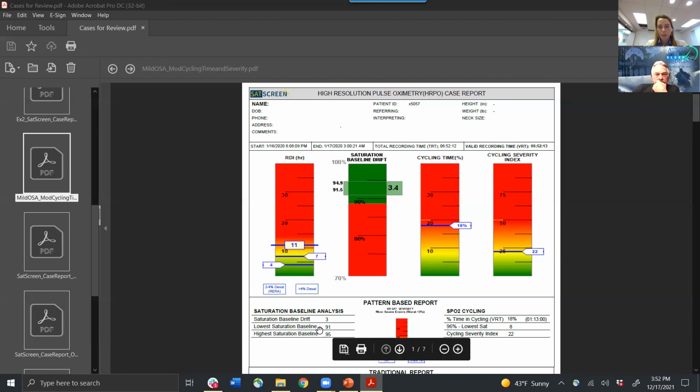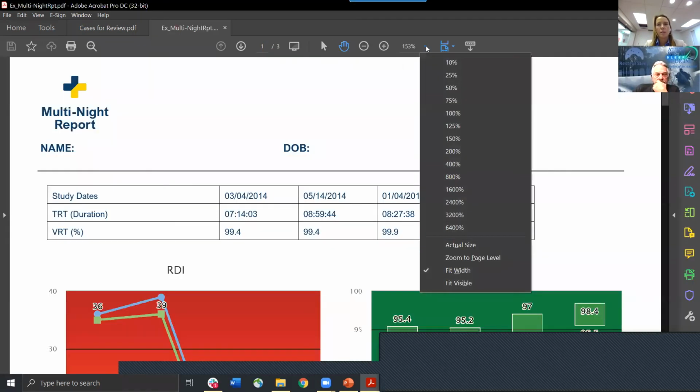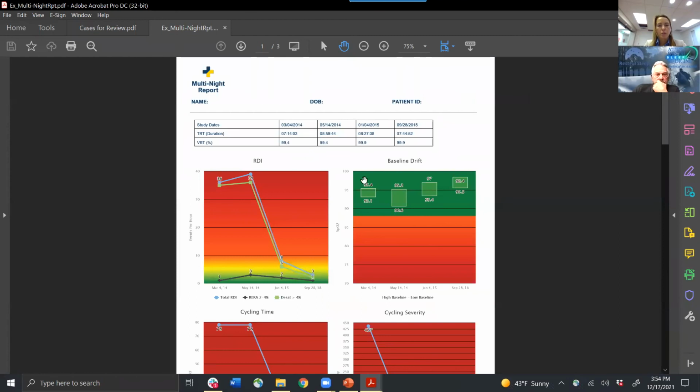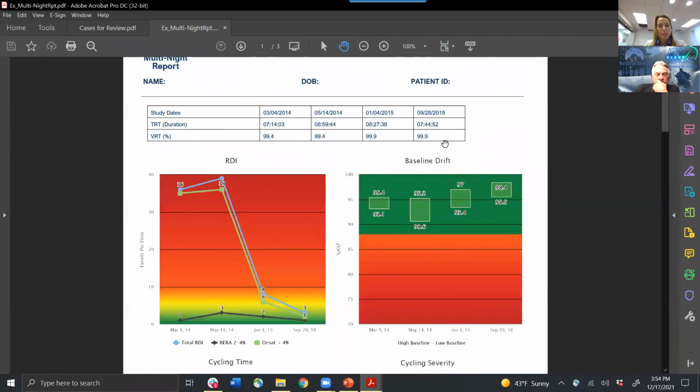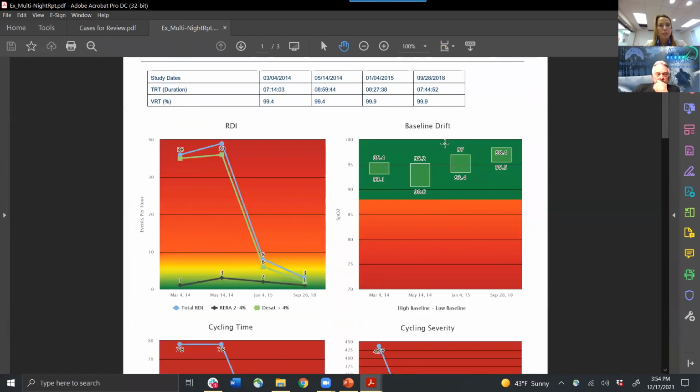So we'll just go ahead and get wrapped up here. If you haven't seen this yet, I do want to share one of our multi-night reports. This is a great tool to use as you're beginning to titrate a patient. This example is of an actual patient titration. We can see the study dates. This particular one took quite some time. The patient started off with a pretty severe RDI, however, and actually had some minor increase in the RDI.